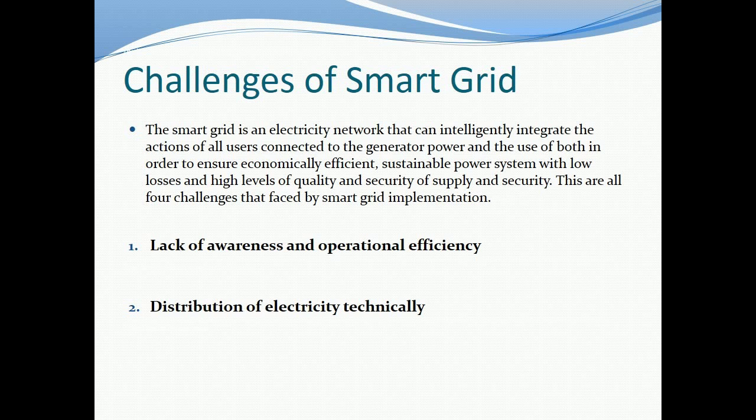First is lack of awareness and operational efficiency. The main problem seems to be a lack of awareness of standards by those involved in smart grid system design at a high level, and the lack of clear best practices and regulatory guidelines to apply them. Second is the technical distribution of electricity. Smart grid is a technical challenge that is much easier for the infrastructure and additional information on the electrotechnical infrastructure. Every device is connected to the smart grid at the same time.